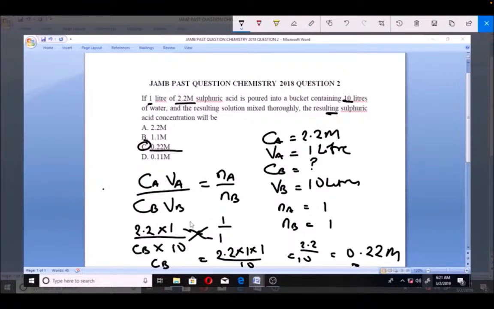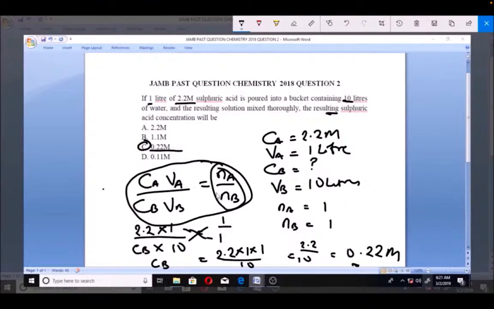So the most important thing that you need to go away with in this solution is that once you have something that involves mixing sulfuric acid being poured into water, checking the concentration, you need to use this formula. This is the general formula for calculation. So all this will be given to you. If you want to get this, you can simply write the equation of the reaction so that you see the number of moles.